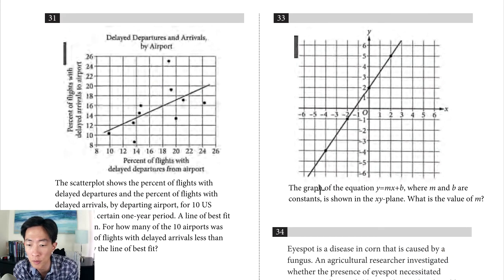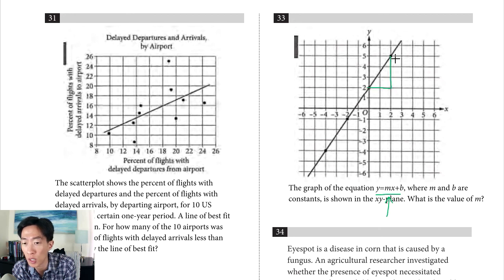Question 33, the graph of the equation y equals mx plus b, where m and b are constants, is shown in the xy plane. What is the value of m? So basically you should know that m is always the slope in slope-intercept form. To find the slope of any line, you can literally pick any 2 points and calculate rise over run. So what are the easiest points? I'm going to stick with positive numbers. So we're going to go from this point to this point.